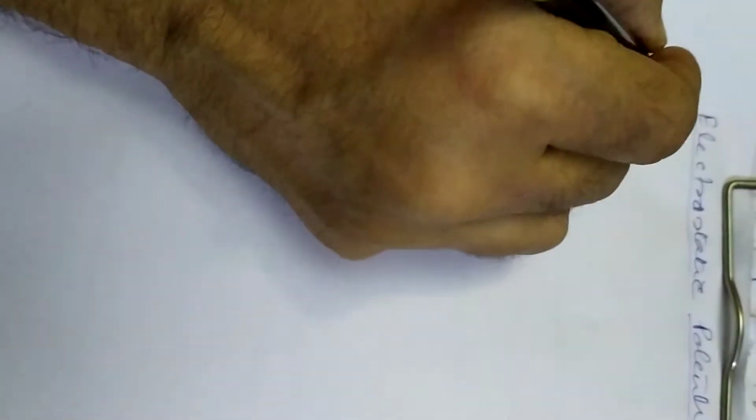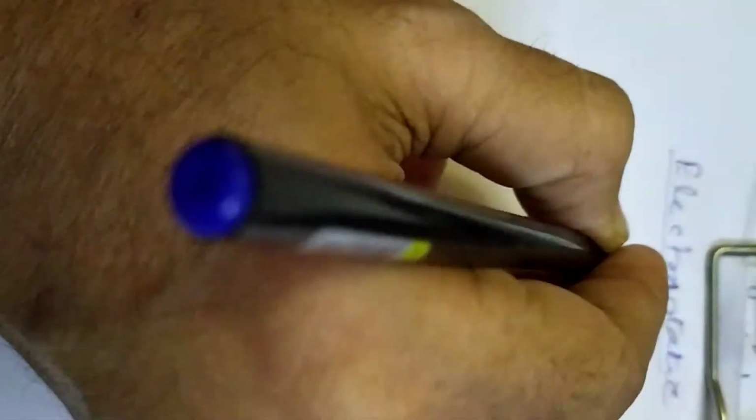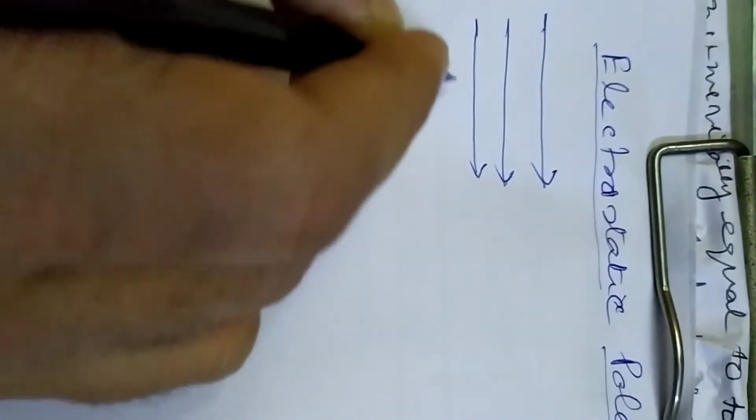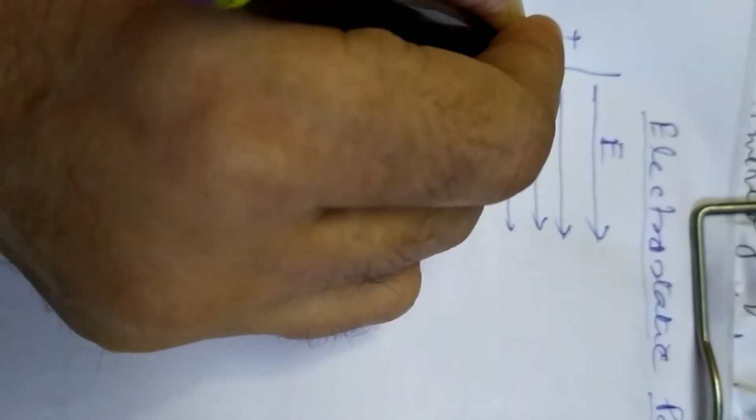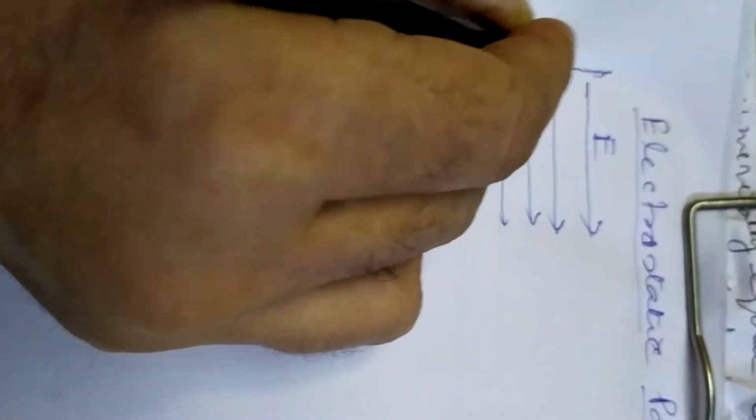Clear? So how does it come? When we apply an electric field, suppose E, on a specific space, in an area. So this is the electric field E we are applying. How can we apply an electric field? By keeping the positive end of the battery at this end on the plate, we get the electric field.